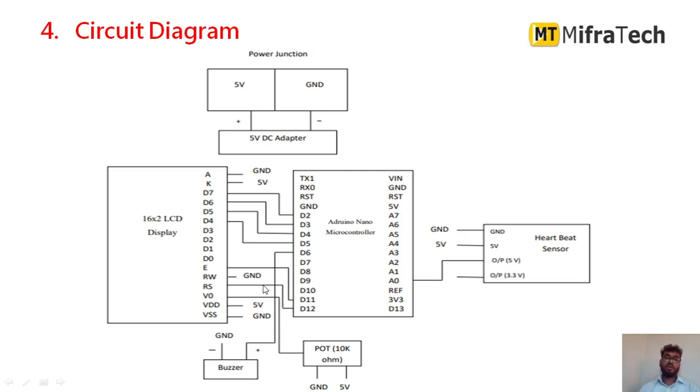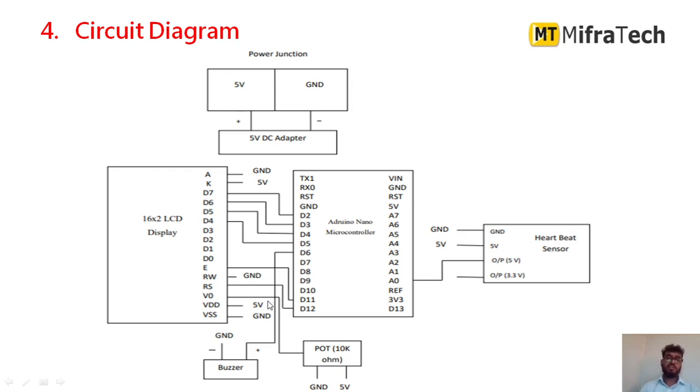Next we have V0. V0 has to be connected to the potentiometer, in order to vary the brightness of the 16x2 LCD display. So here I am using a 10 kilo ohms potentiometer. It mainly has 3 pins: one output, a ground pin and a power supply pin. The ground pin I have connected to ground of power junction, and the power supply pin I have connected to 5 volts of power junction. Then the output pin I have connected to V0 of 16x2 LCD display.